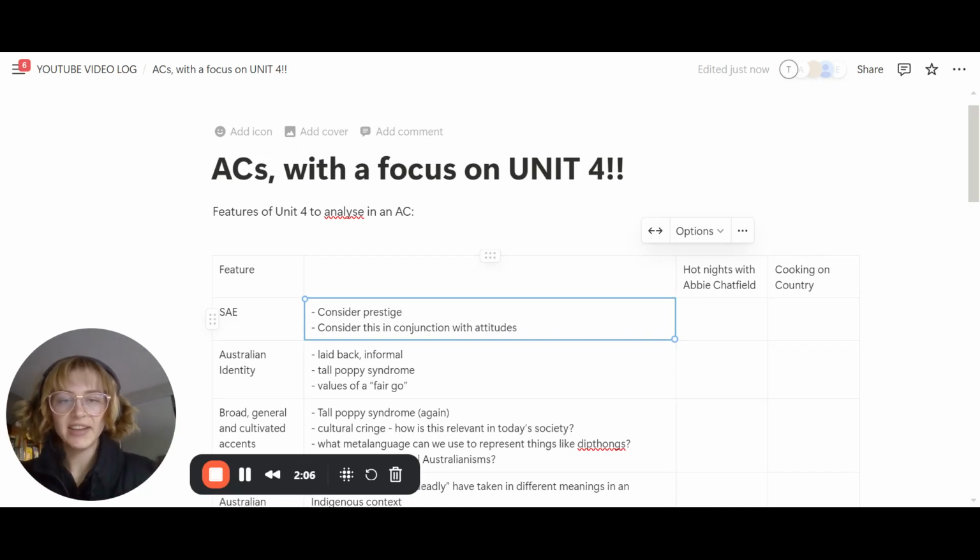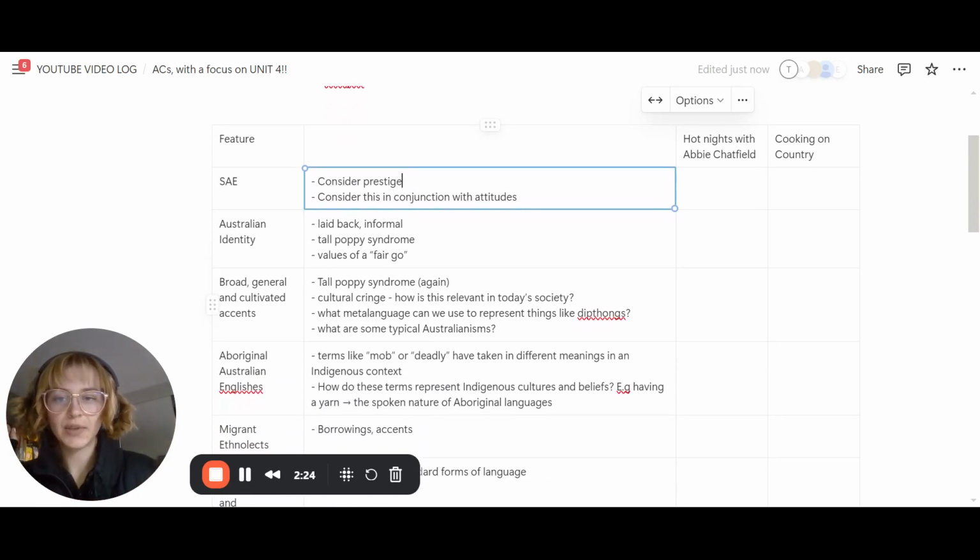And then consider this in conjunction with attitude. So I just mentioned this is the form of English that prescriptivists refer back to, and so think about that when you're analyzing it. The reason why this prescriptivist attitude is being shown is that this person believes only in the codified standard Australian English. Cool.